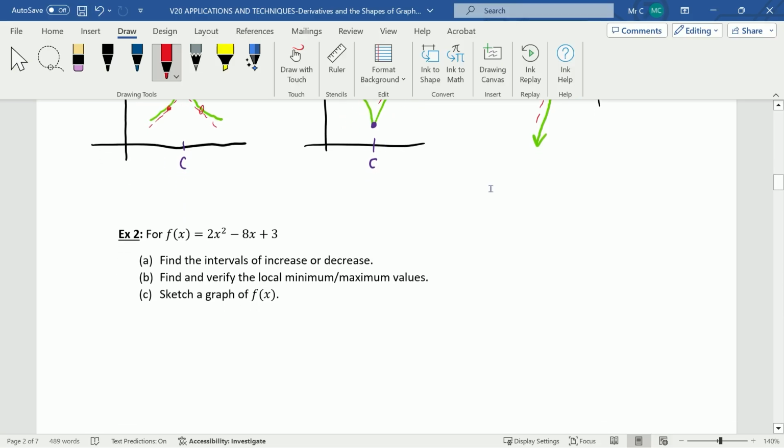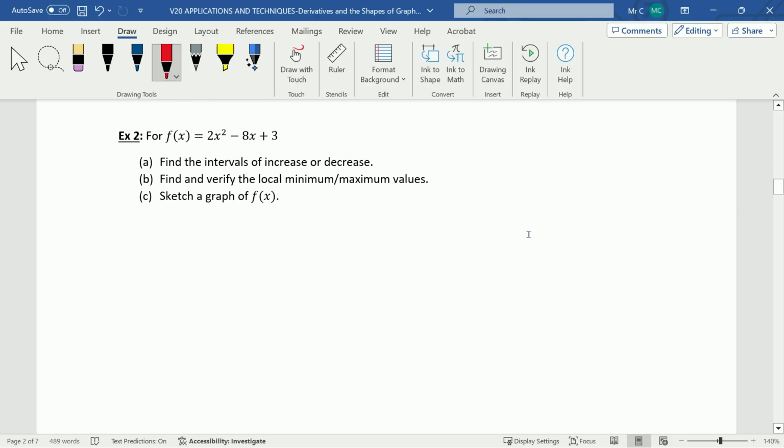Okay, so let's go ahead and take a look at an example and apply these two ideas. For f of x equal to 2x squared minus 8x plus 3, a, find the intervals of increase or decrease, b, find and verify the local minimum and maximum values, and c, sketch a graph of f of x. Okay, all of these things are going to require that we take the derivative. So I'm going to start out by taking the derivative off to the side here. F prime of x is 4x minus 8. Pretty easy derivative.